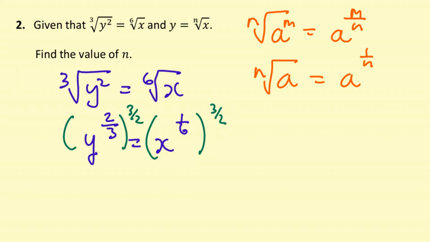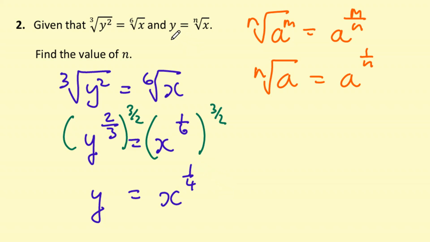Then on the left-hand side, we have brackets so we can multiply the powers. 2/3 times 3 over 2 is 1. So we end up with y to the 1, or just y on the left-hand side of the equation. On the right-hand side, we can also multiply the powers. 1 over 6 times 3 over 2 is a quarter. So we end up with x to the 1 over 4.